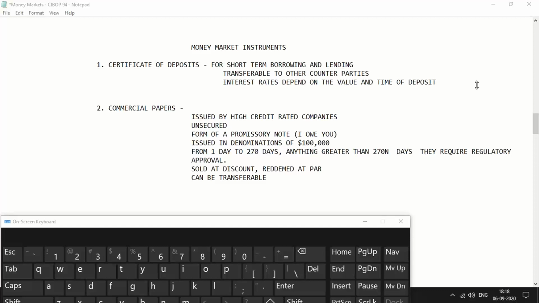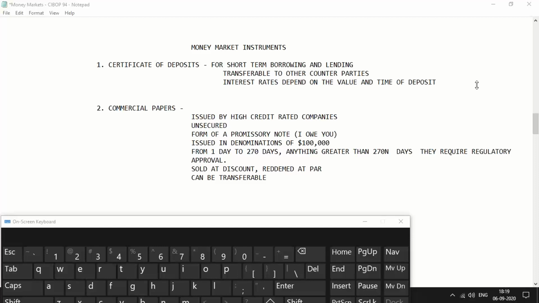With commercial papers, there is no interest rate component attached to it. They're all sold at discount and redeemed at par. What do we mean by sold at discount and redeemed at par? If the face value is $100,000, it might be sold at 98,000 or 95,000. But when the commercial paper is redeemed, the company will pay the full face value. So that's the idea with commercial papers.